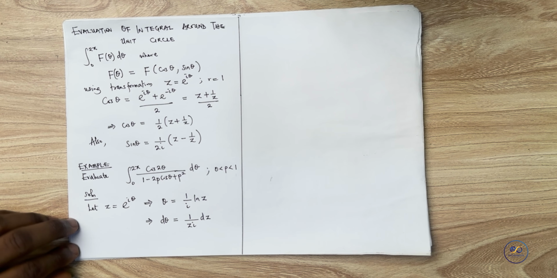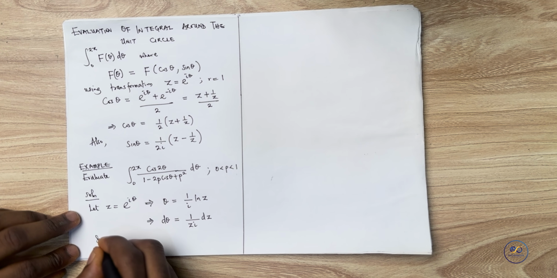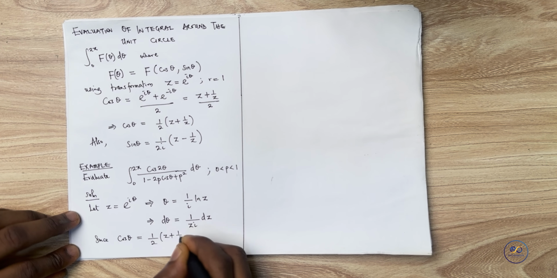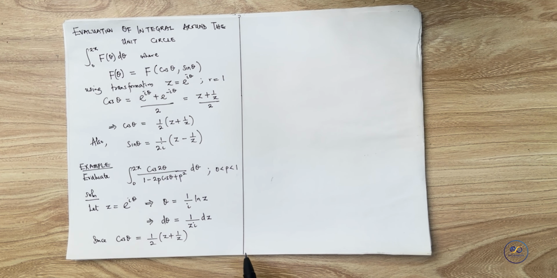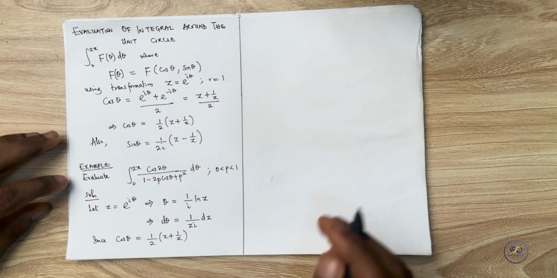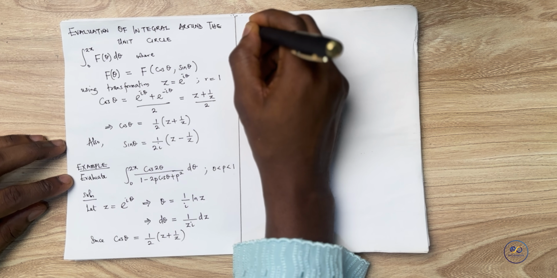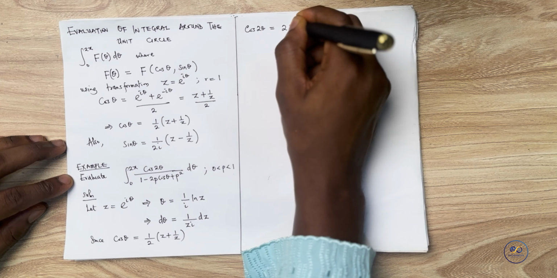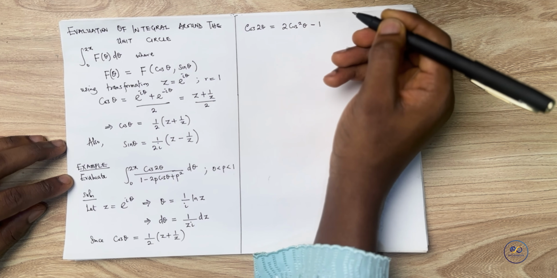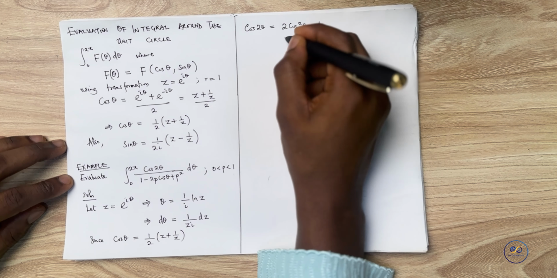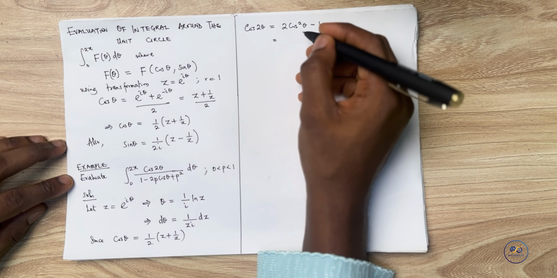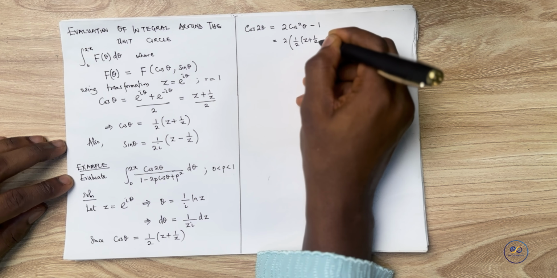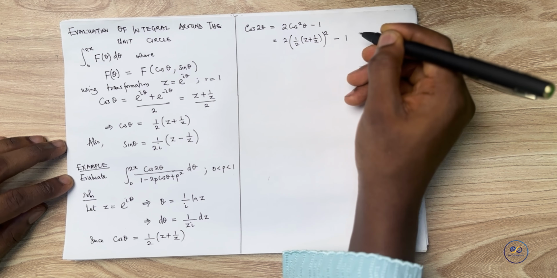Do not forget that we already know that cos theta is equal to 1 over 2 times z plus 1 over z. So we can use this representation to determine what the value of cos 2 theta would be. Now, by multiple angle formula, we have that cos 2 theta can be written as 2 cos squared theta minus 1. This is a very, very interesting identity. This would immediately mean that we can write this, of course, as 2 into 1 over 2 times z plus 1 over z, squared, minus 1. This is what we have.